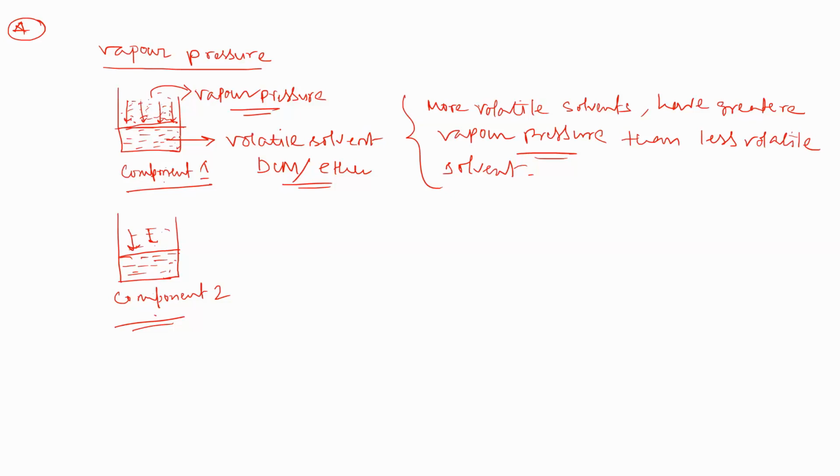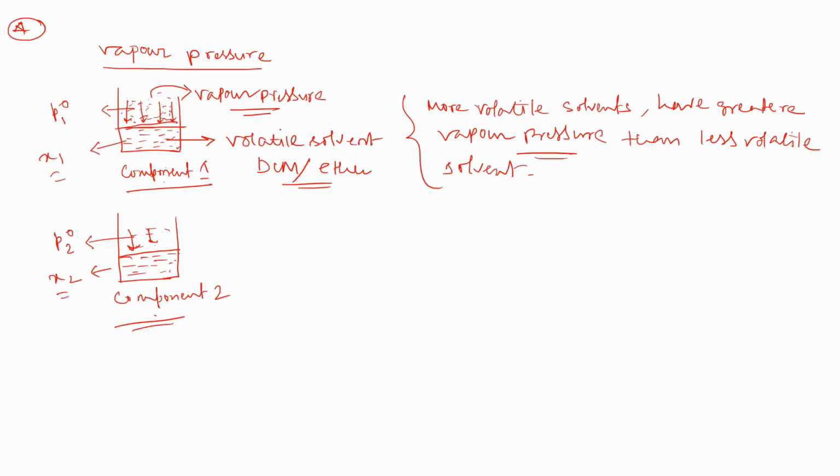Now, the volatile solvents have mole fractions X1 and X2. They are pure volatile solvents. The vapor pressure created over the solvent surface of component one is P10. Similarly, for component 2, the vapor pressure will be P20. P10 is the vapor pressure of the pure solvent, and P20 is the vapor pressure of the pure solvent 2, with mole fractions X1 and X2. So this is the pure case.